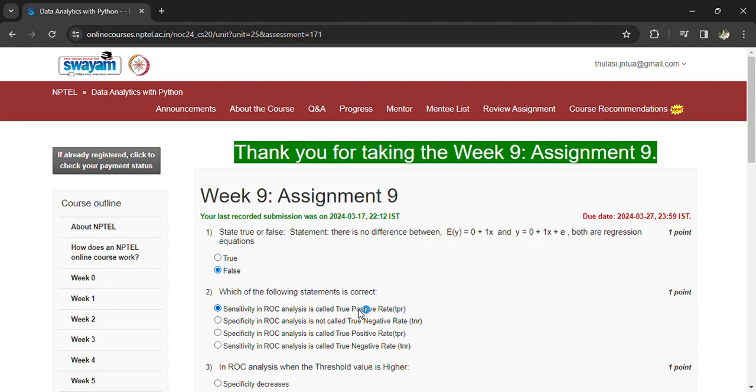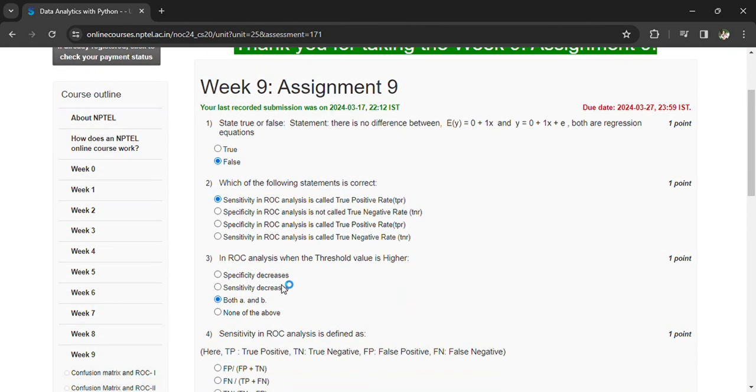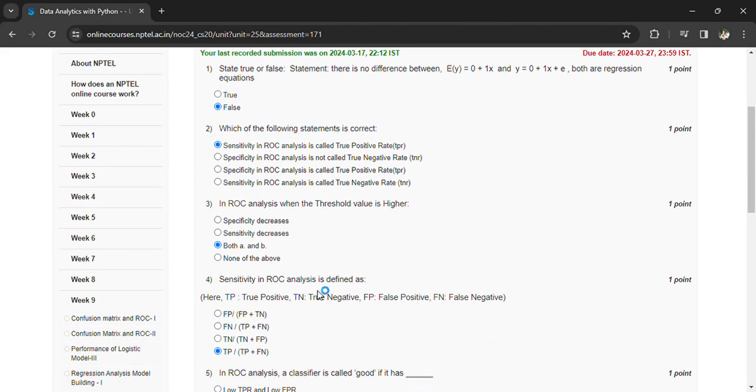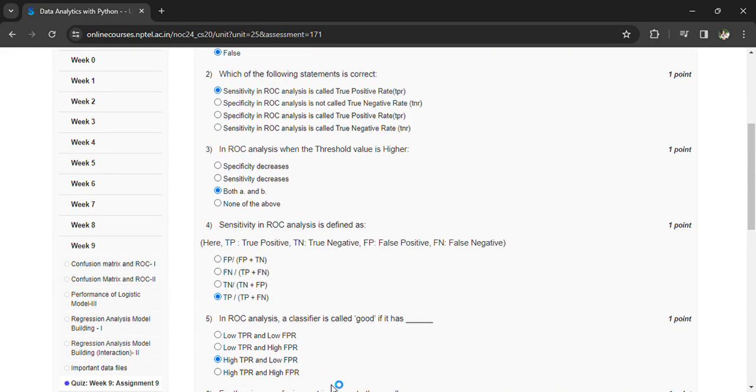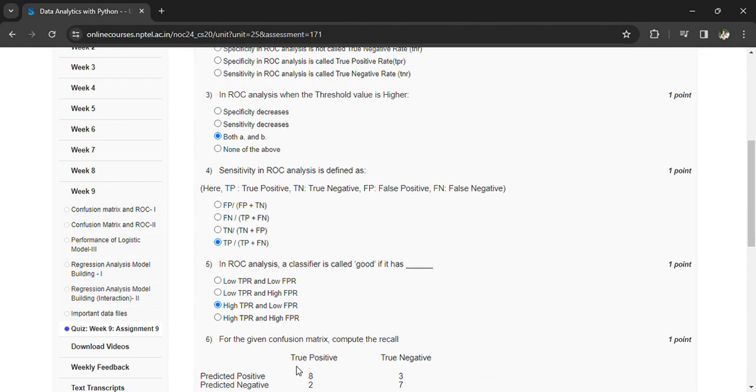Which of the following statements is correct? The first statement is correct. Sensitivity in ROC analysis is called the true positive rate. In ROC analysis, when the threshold value is higher, then specificity decreases and sensitivity decreases, both A and B. Sensitivity in ROC analysis is defined as TP by TP plus FN. In ROC analysis, a classifier is called good if it has high TPR and low FPR.